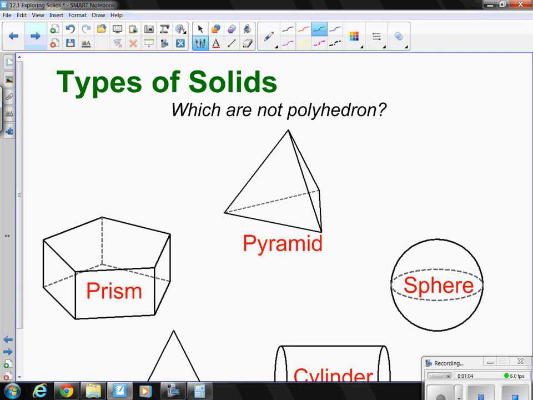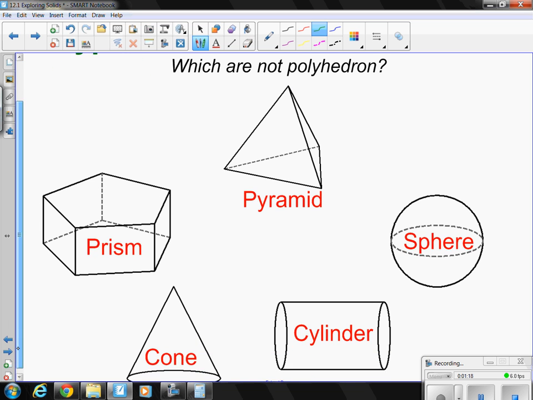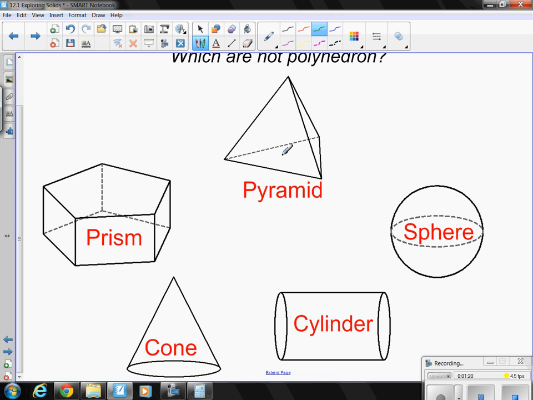Now there are different types of solids. There is a pyramid, which has a base, and then from the points on the base, the edges come up to meet at a point. So the faces, lateral faces, are going to be all triangles basically.